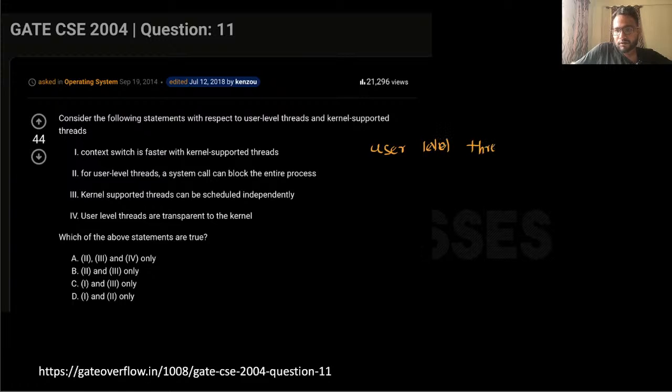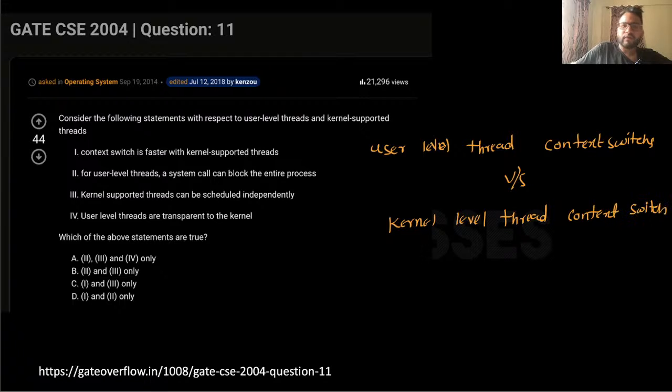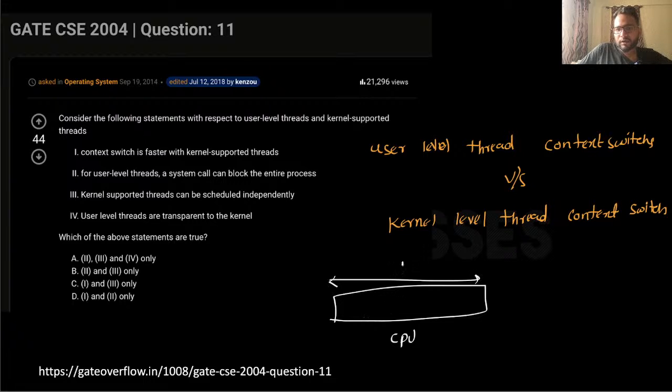versus kernel level thread context switch. If you compare these two, user level thread context switch is very easy. Suppose this is some CPU which is running some program P1, running for this much time. Now you might be running some thread T1, and all of a sudden the user level scheduler wants to schedule T2. So will there be a context switch here?